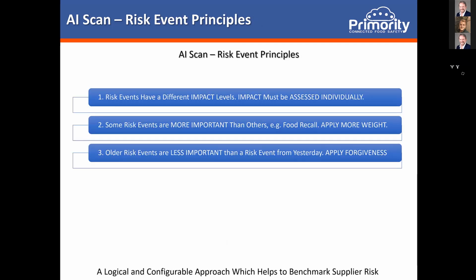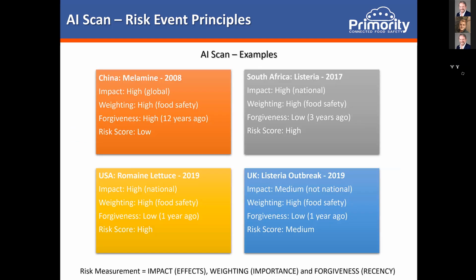So 3 really key principles. First, that risk events have different impact levels depending on how they affect your company. Therefore, they need to be assessed individually. Some risk events are more important than others, so we apply more weight. The third part is that older risk events are quite often less important than a risk event from yesterday, so we can apply some kind of forgiveness or discount, whatever you want to call it. These are 3 sort of key principles that we've applied at this point. Let's look at some underlying examples of how we really come up with this idea.